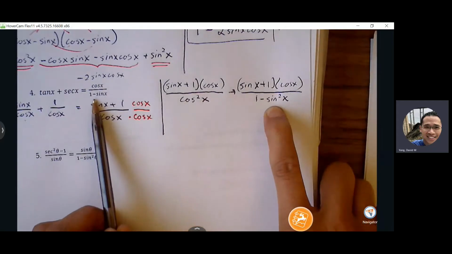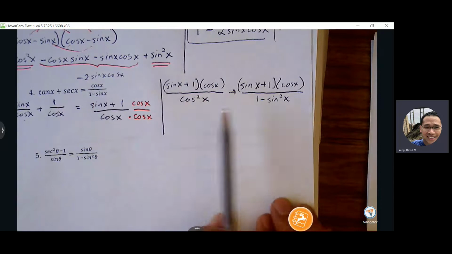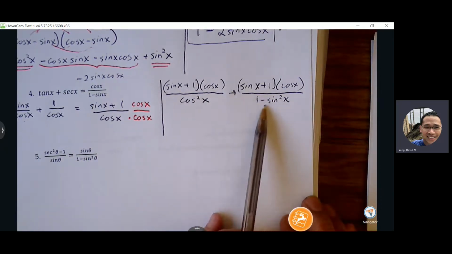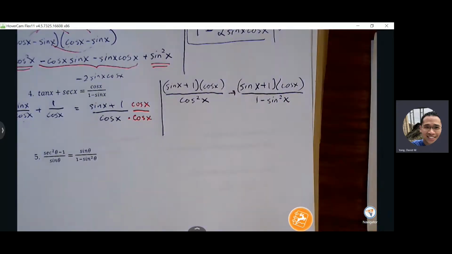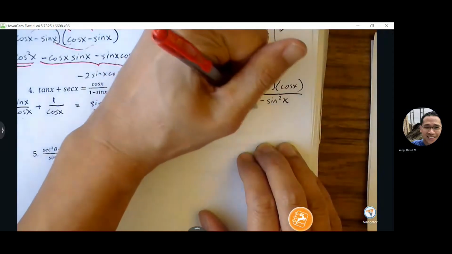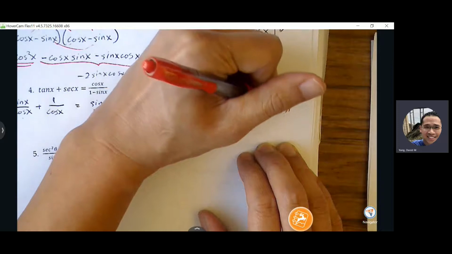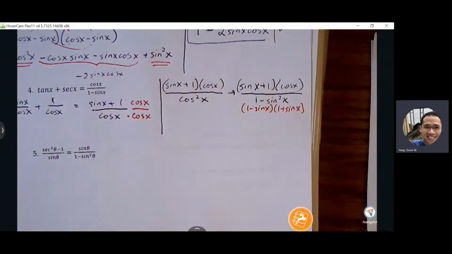At least we have the same trig function in the denominator, but it's not quite the same. Any idea what we can do with that 1 minus sine squared? Factor, good. Difference of squares, right? Perfect squares there. We can break that down into 1 minus sine x and 1 plus sine x. You see that? We practiced that yesterday, right? Sometimes recognizing that difference of squares can be helpful.